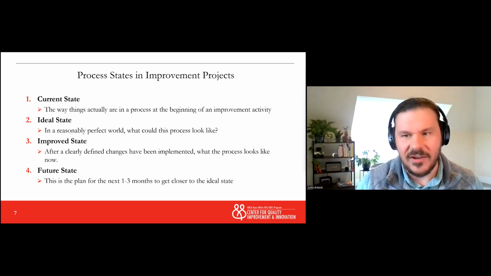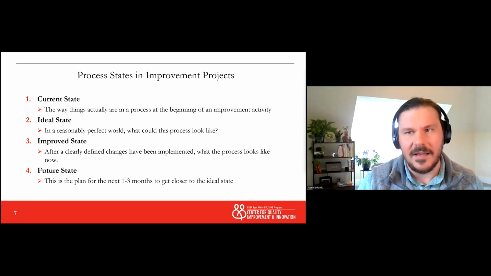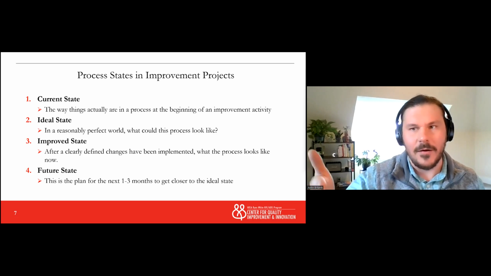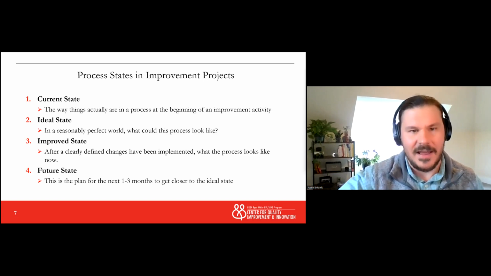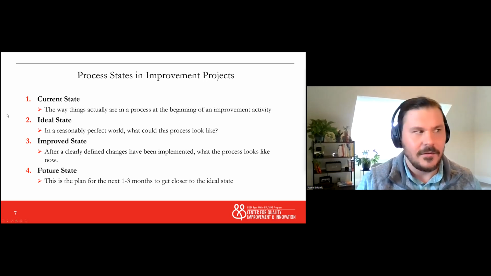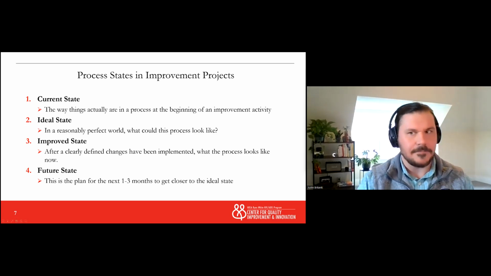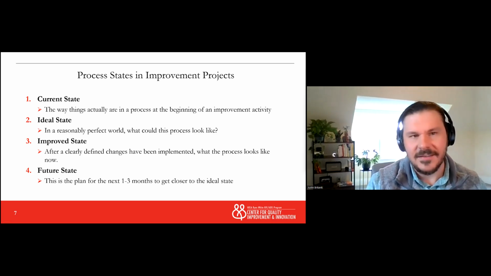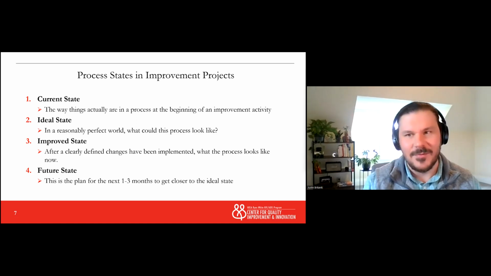Once we've done a test of change, and we think about the PDSA cycle as iterative, that we're doing multiple cycles that are building on each other: what does this process look like after one cycle? What does it look like after two? And then the future state is really, where do we get from one improvement cycle to the next? So in the next 1 to 3 months, how do we get a little bit closer to this number 2 ideal state? Is that pretty clear? So we go current, ideal, improved, future.